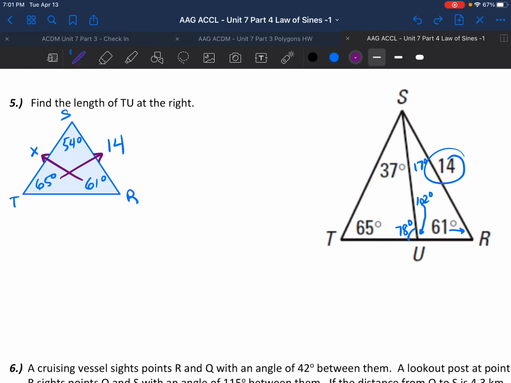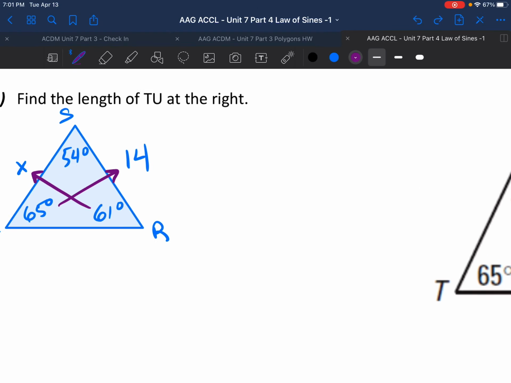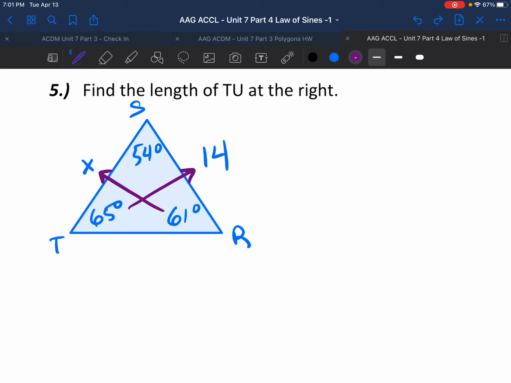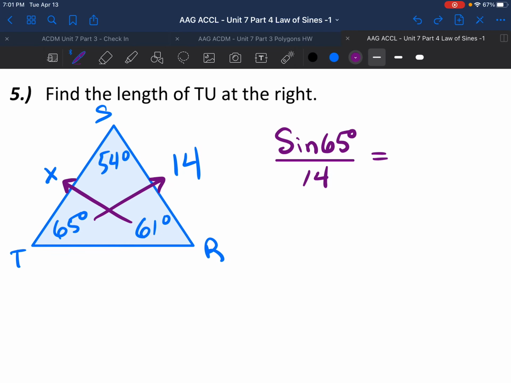So what I'm going to do is set up a Law of Sines proportion right here. What I'm going to have here is the sine of 65 degrees is to 14, right? Sine of 65 has 14 straight across from it, the same way that the sine of 61 is to what I need. All right, so once again, we have one variable and the other three values plugged in. I'm going to cross multiply.